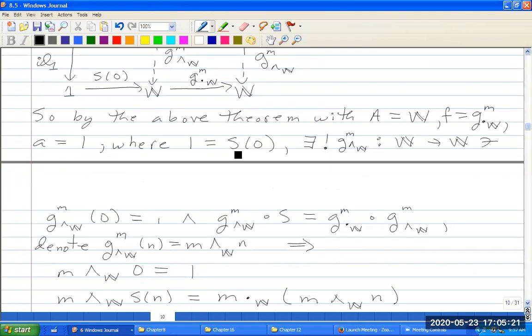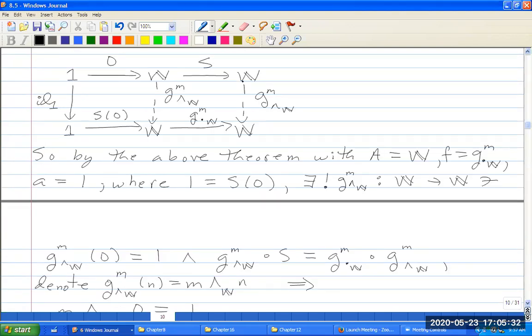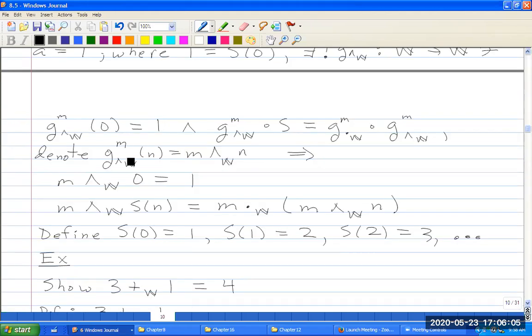Well, I already said that 1 denotes the successor of 0, so I'll just leave it as 1. And we have that from here, G, the exponential function G of the successor is equal to the multiplication G of the exponential G. So let's denote G superscript M subscript caret of n as being m to the power n.